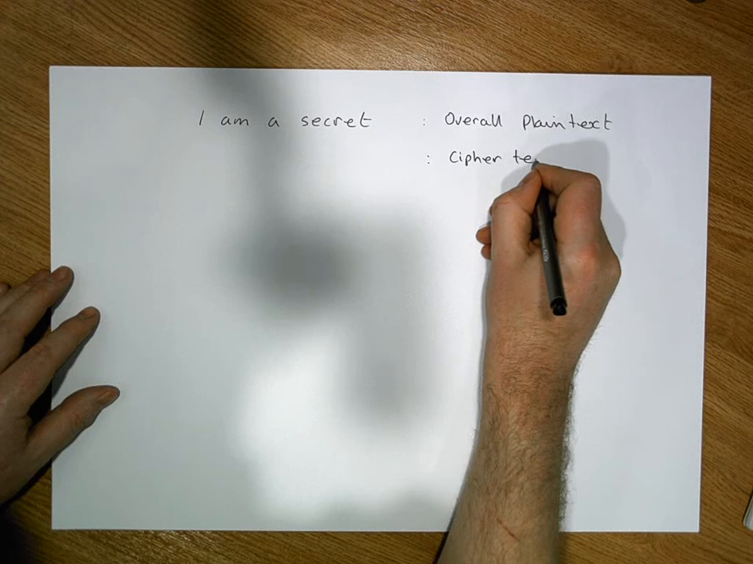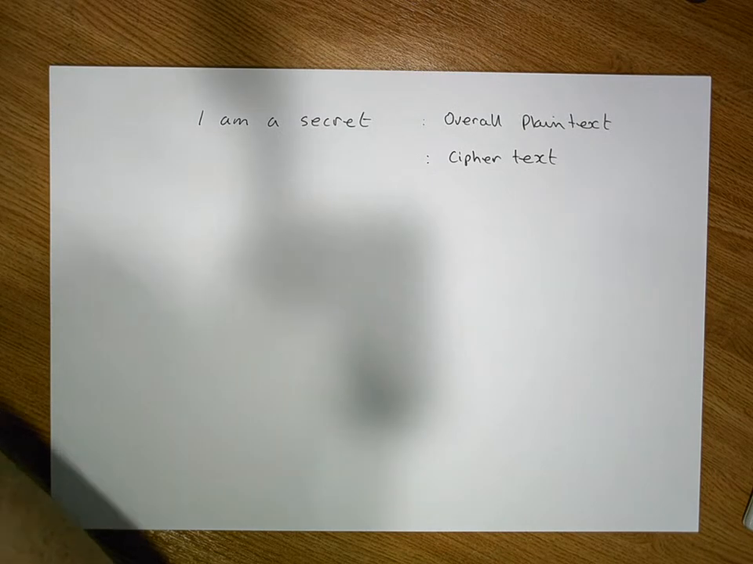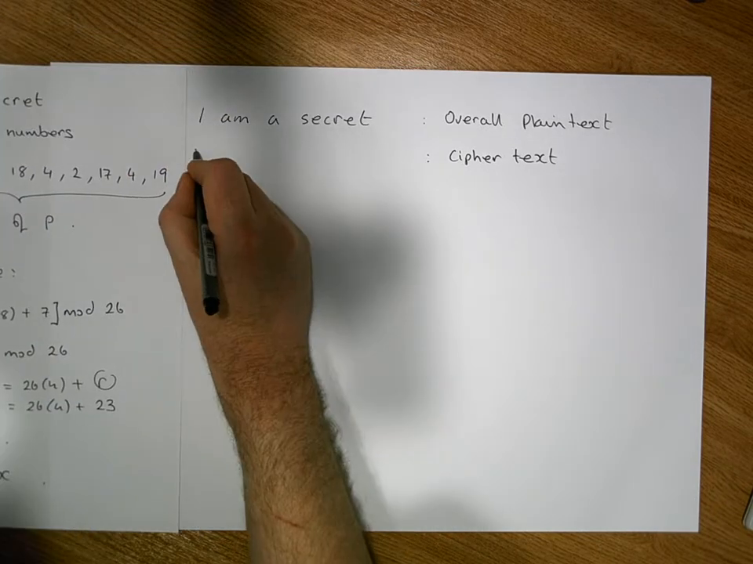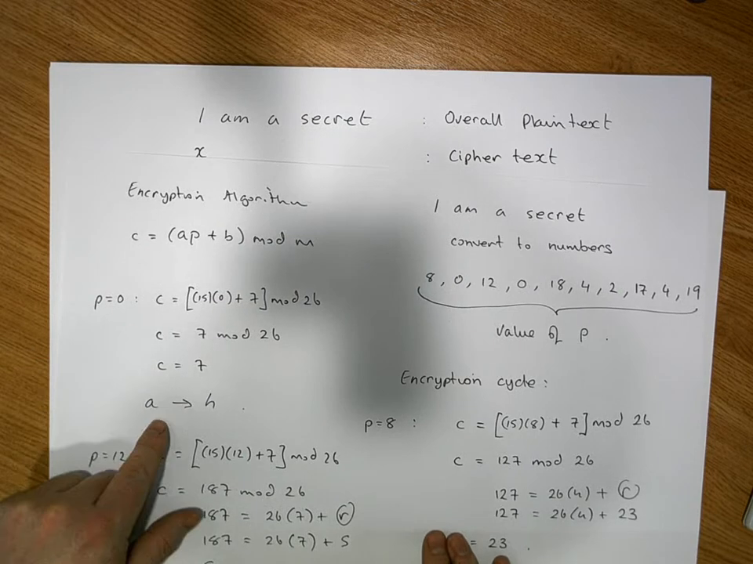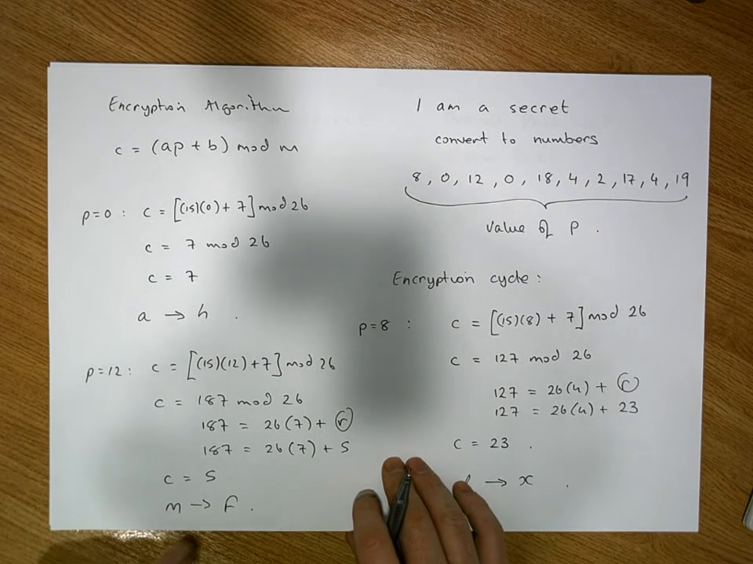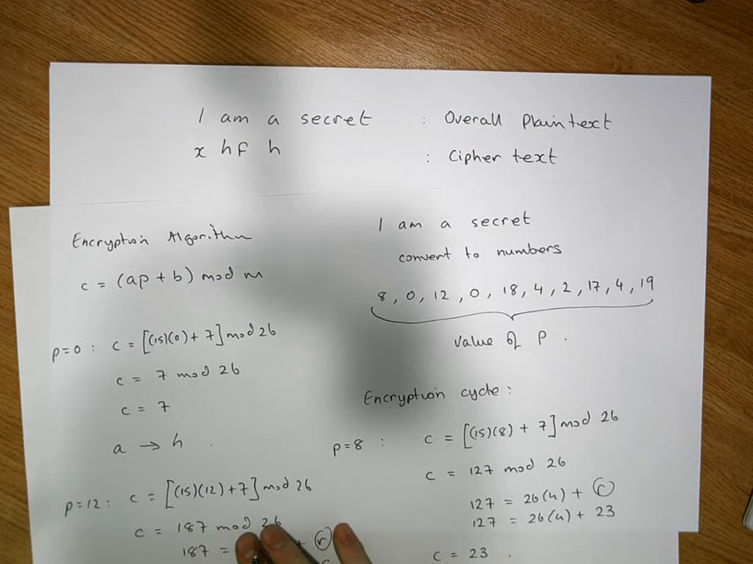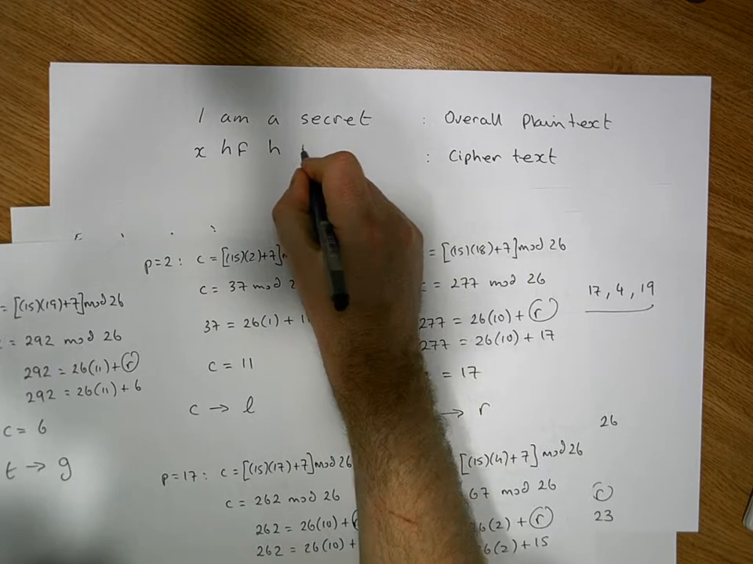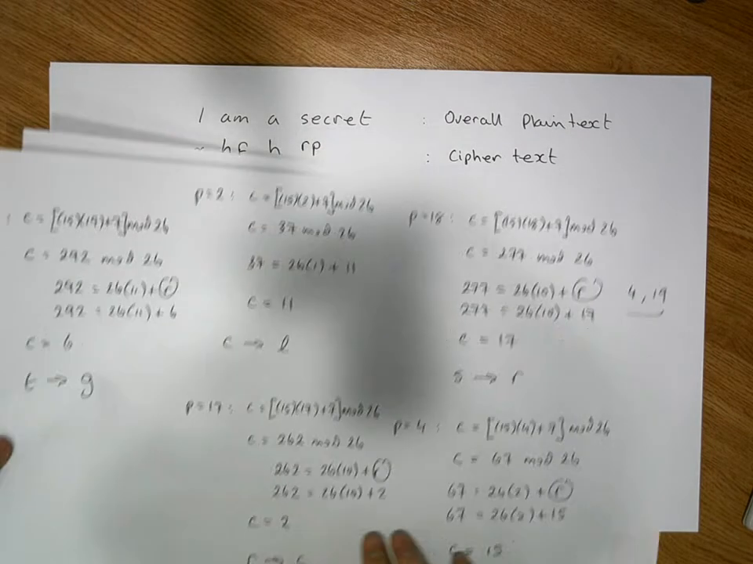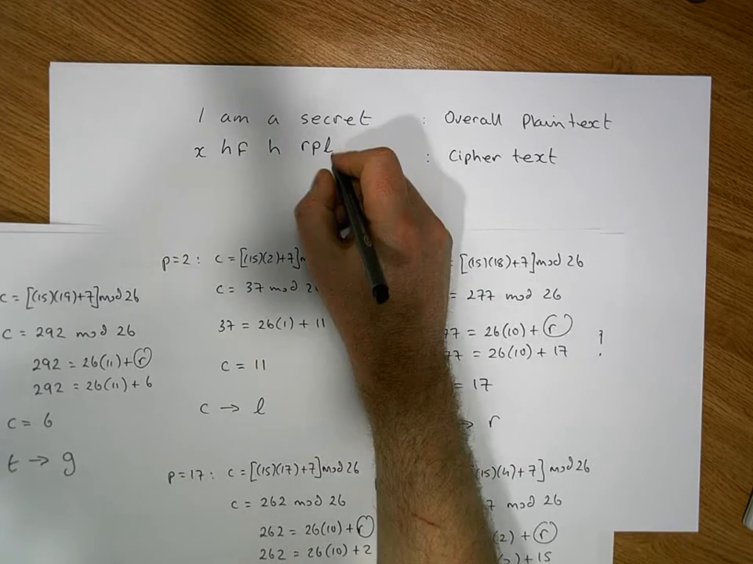okay, is, well, if we go back to our first run of this, I is taken to X, so this goes to X. A, which was the 0, is taken to H, so this goes to H. We have 12, which was an M. M is taken to F. A is taken to H. We have S. S is taken to R. We have E. E is taken to P. We have C. C is taken to L. We have R. R is taken to C. And we have E. E is taken to P.